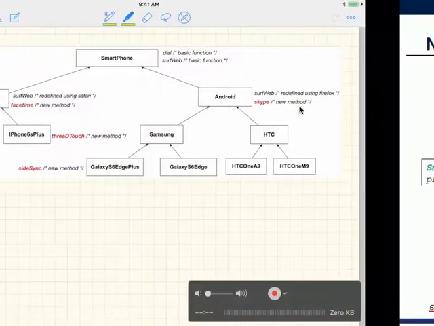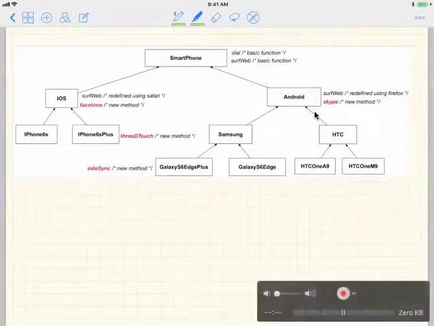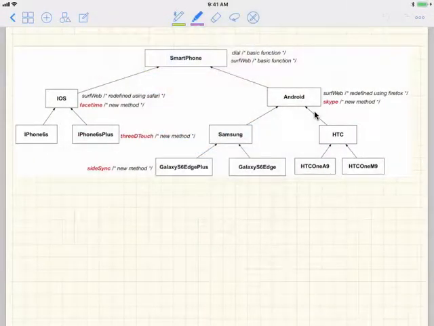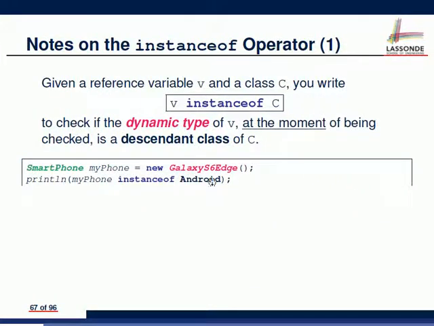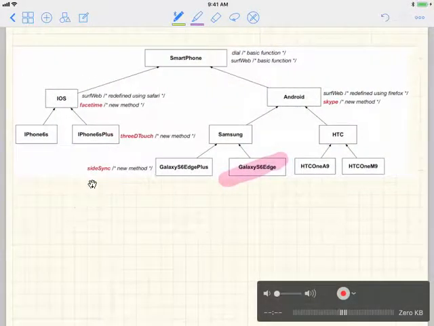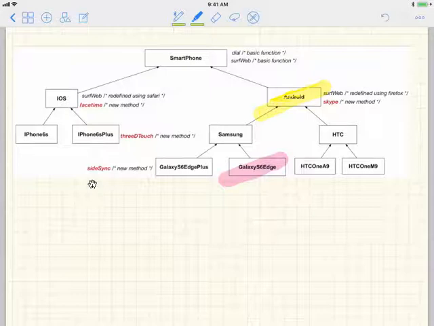Let me do some annotation for you, because what really matters for instanceof is the dynamic type. So I'm going to annotate S6 Edge as the dynamic type over here. Now, checking this is basically asking: is the dynamic type of myPhone an instance of Android? In that case, yes, right? It is a descendant class of Android, because Android is over here. So that will be true.